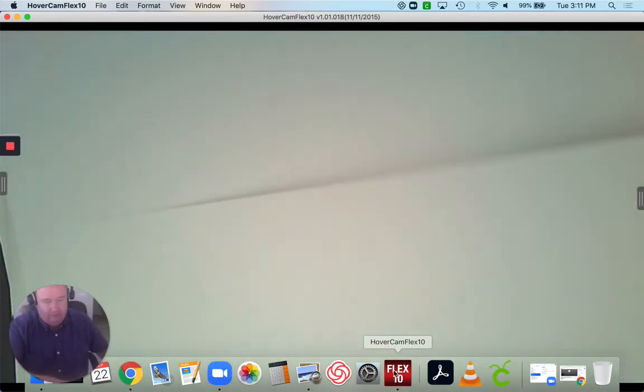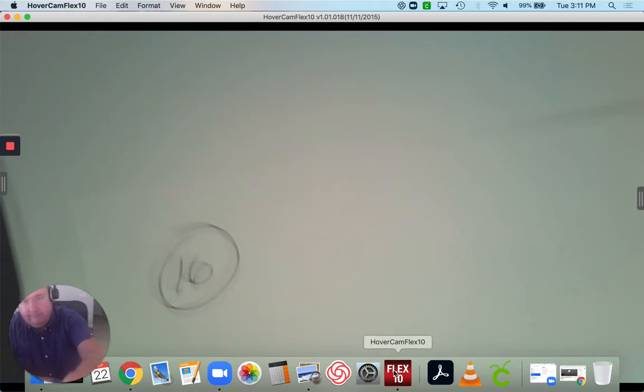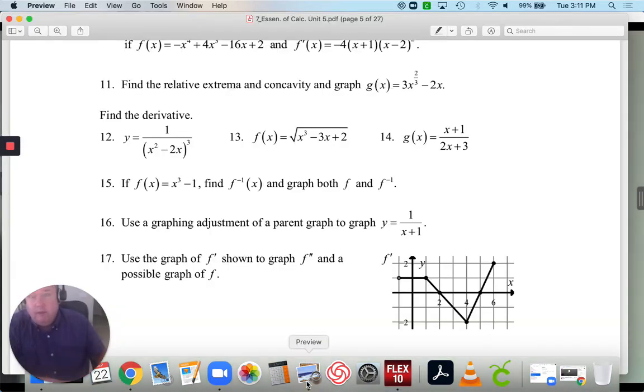Number 16. Use a graphing adjustment of a parent to graph that. So the parent of that is 1 over x. And the graphing adjustment where x plus 1 means it's been shifted 1 to the left.